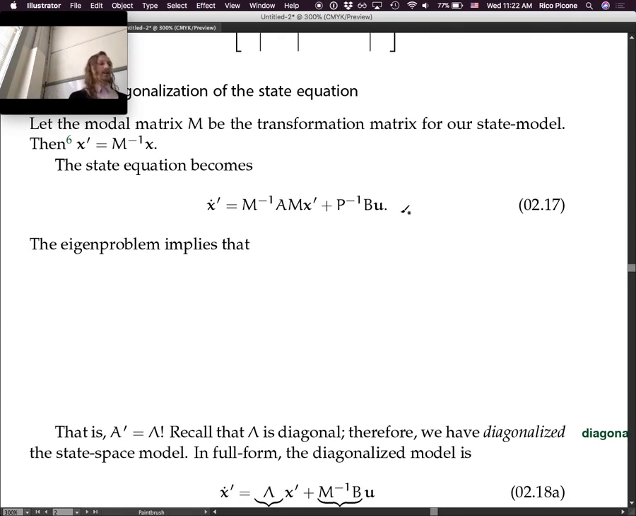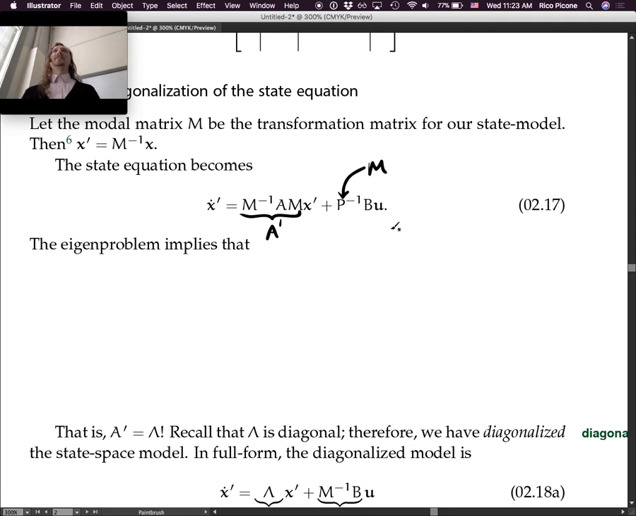Now, this is our transformed state model, right? This is our A prime. But let's see if we can find out something interesting if we go on a little derivation. Oh, oops, that was just a typo. This should be M. Good call.